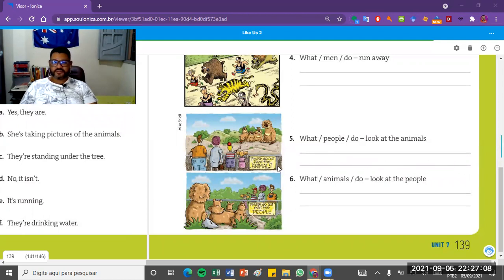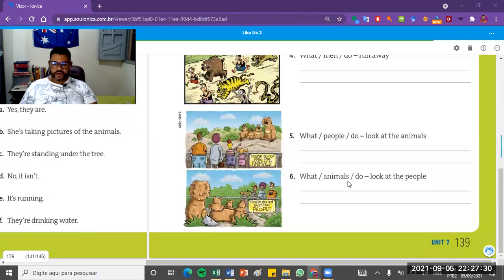For 6, então, pergunta para o 6 e resposta para o 6, we are going to have, what are the animals doing? Resposta, they're looking at the people. Então, para todos aqui, na página 139, nós temos perguntas e respostas, ok? Agora, vamos aí para a página de classe. São as páginas 84, 85, 86 e 87, páginas simples, rapidinhas.